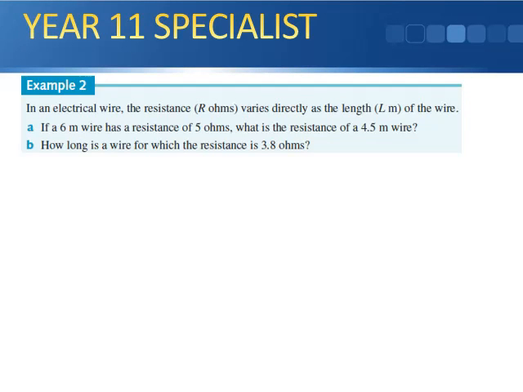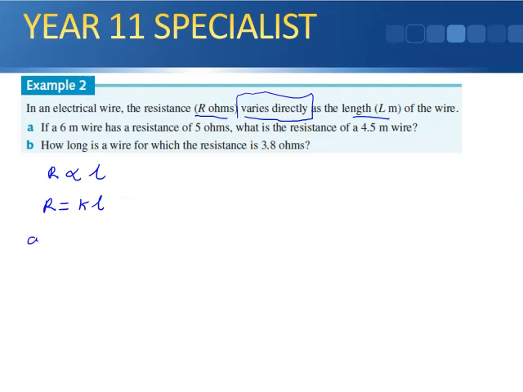Example 2. It says in an electrical wire, the resistance R ohms varies directly as the length L. So if I've got that, I've got R varies directly as L, and therefore my rule is R equals kL. But now I'll need to find what that k stands for to get my final rule, if they ask me.